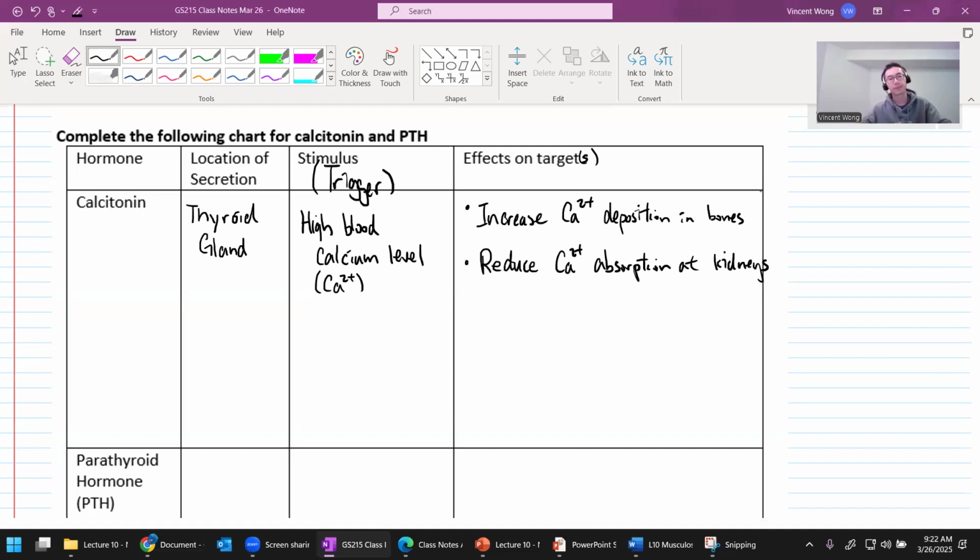All right. People who overdose on calcium supplements, for example, the extra calcium can start building up in the kidneys actually, and that is going to lead to kidney stones. Right? That is painful.